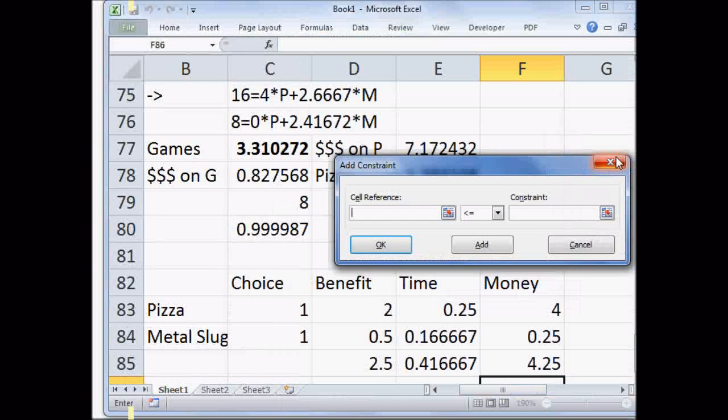So I'm going to add a constraint. Our constraint, we want the total time to be less than 1. Okay, we need the total time to be less than 1, so I'll add that. And we need the total money to be less than 8. I could push add if I wanted to add more constraints, but this is the last one I'm adding, so I'm just going to push OK.